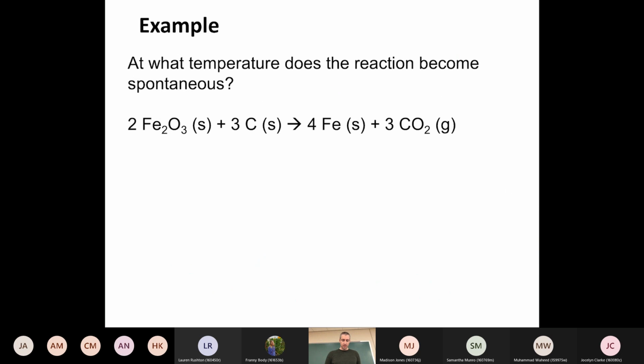As we will see in this example, at what temperature does the reaction become spontaneous? Well, we know the delta S is equal to positive 558.4 joules per K mole. And we know the delta H is equal to 467,900 joules per mole K.